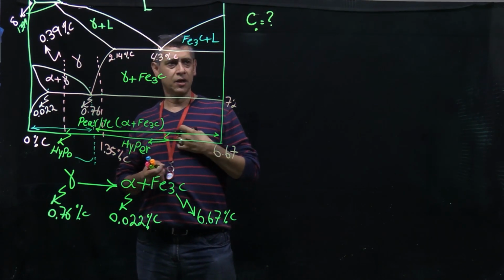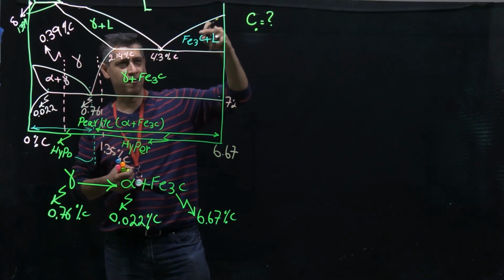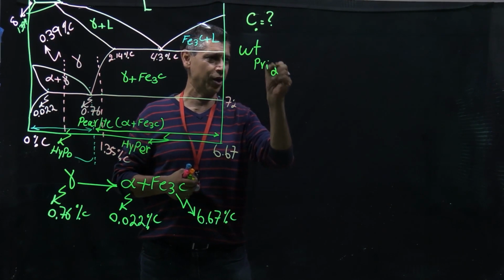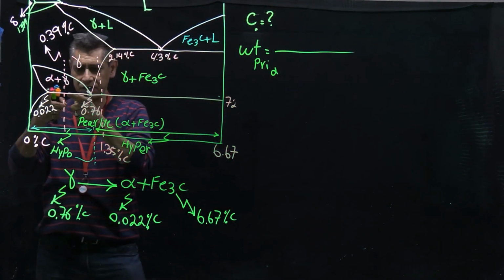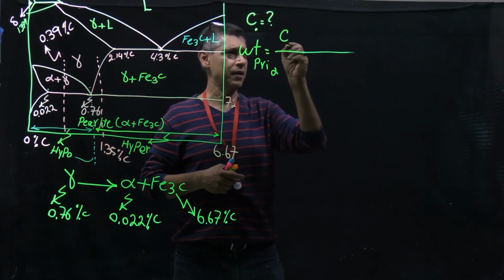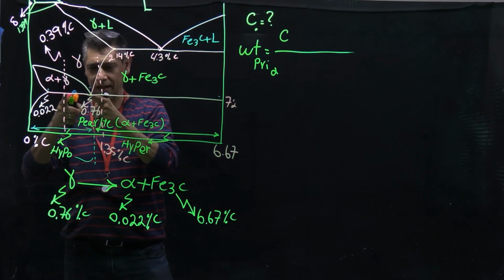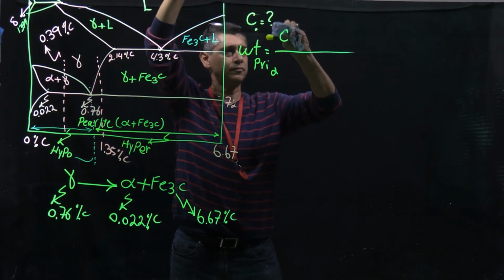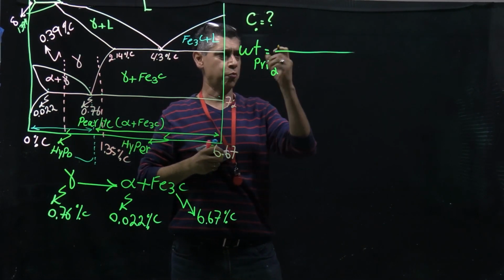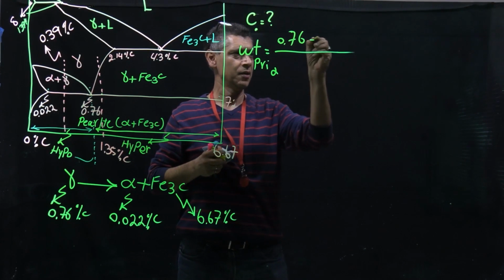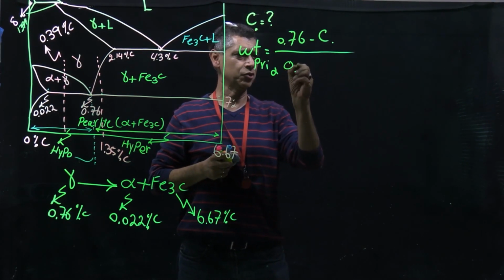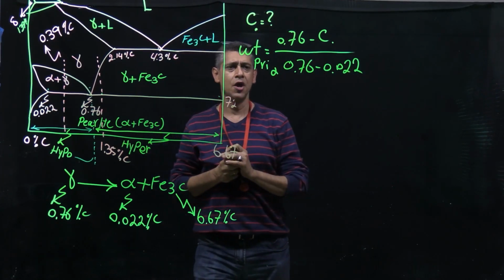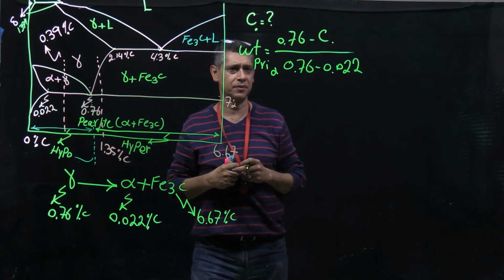So the question says the mass fraction of primary phase, but let me calculate that to the weight percent of the primary ferrite, which in this case is this length, which is 0.76 minus C sub 0 divided by 0.76 minus 0.022. This is the mass fraction when you have C sub 0.